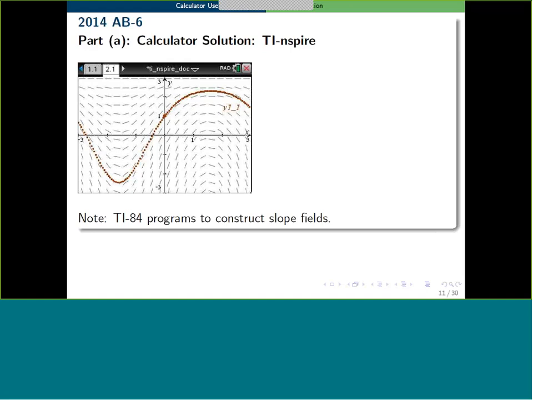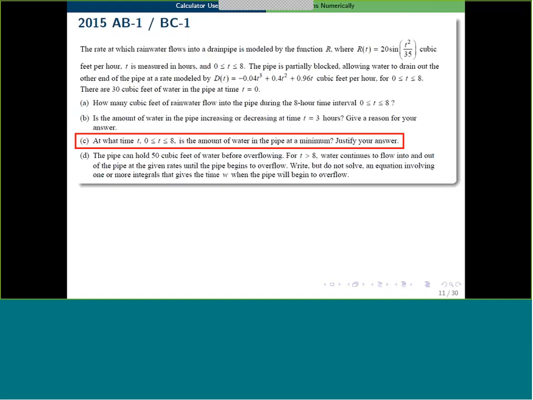To the best of my knowledge, there's no built-in capability on the TI-84, but Vicki will have to help me on that one. But I do know that there are some programs available that will allow the student to construct some slope fields and maybe even some solution curves. Yes, there are some TI-84 programs that will do that.